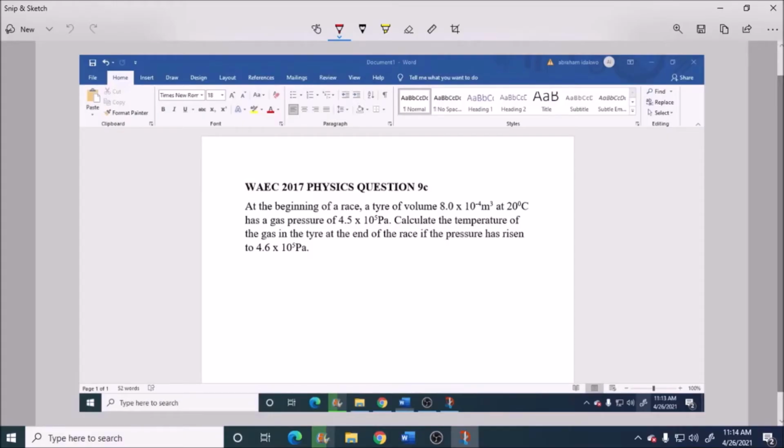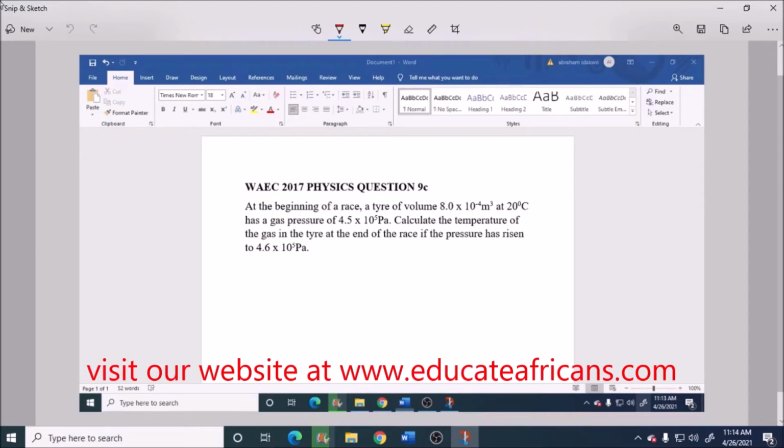Hello and welcome. Today I will be answering WAEC 2017 physics question number 9c. The question says, at the beginning of a race, a tire of volume 8 times 10 raised to power minus 4 meter cube at 20 degrees Celsius has a gas pressure of 4.5 times 10 raised to power 5 Pascal. Calculate the temperature of the gas in the tire at the end of the race if the pressure has risen to 4.6 times 10 raised to power 5 Pascal.